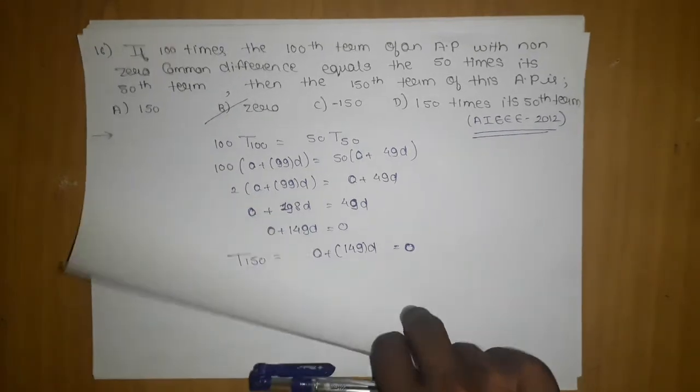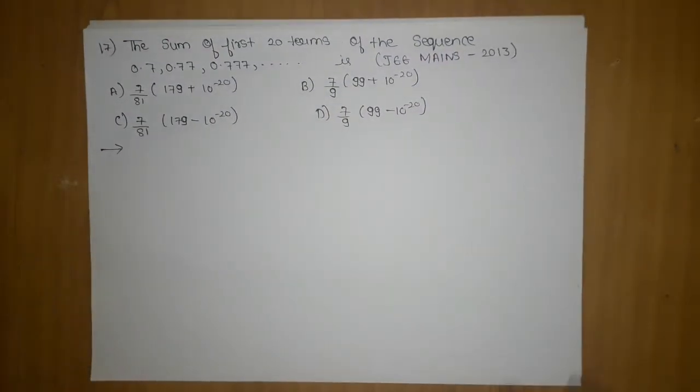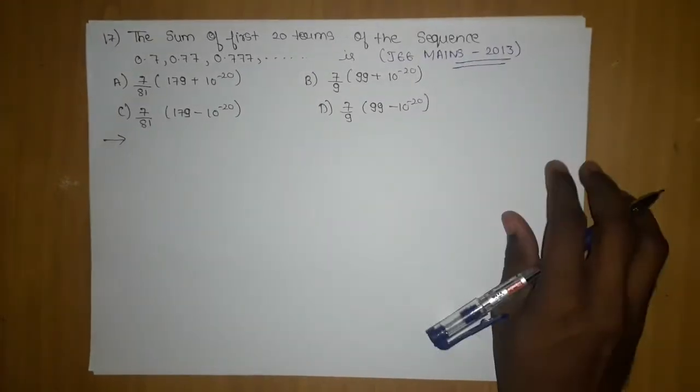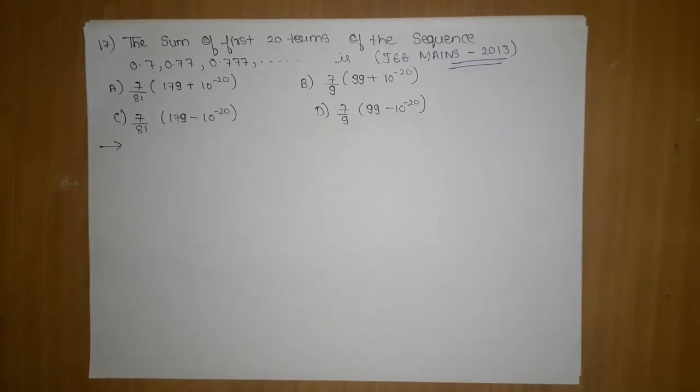Now let's move on to the next question. The 17th question says: the sum of the first 20 terms of the sequence 0.7, 0.77, 0.777 and so on. This question was asked in JEE Mains 2013 and the options are: A is 7 by 81 bracket 179 plus 10 to the power minus 20. B is 7 by 9 bracket 99 plus 10 to the power minus 20 bracket. C is 7 by 81 bracket 179 minus 10 to the power minus 20. D is 7 by 9 bracket 99 minus 10 to the power minus 20.